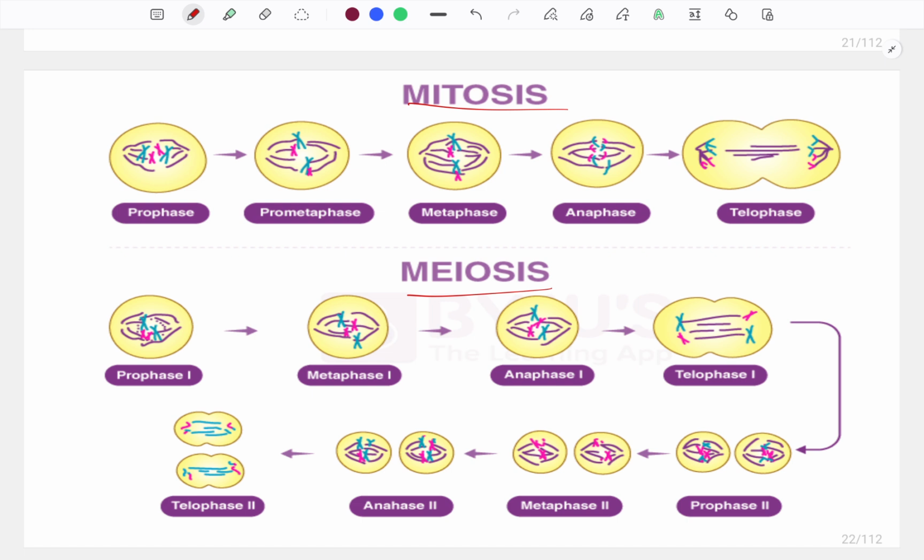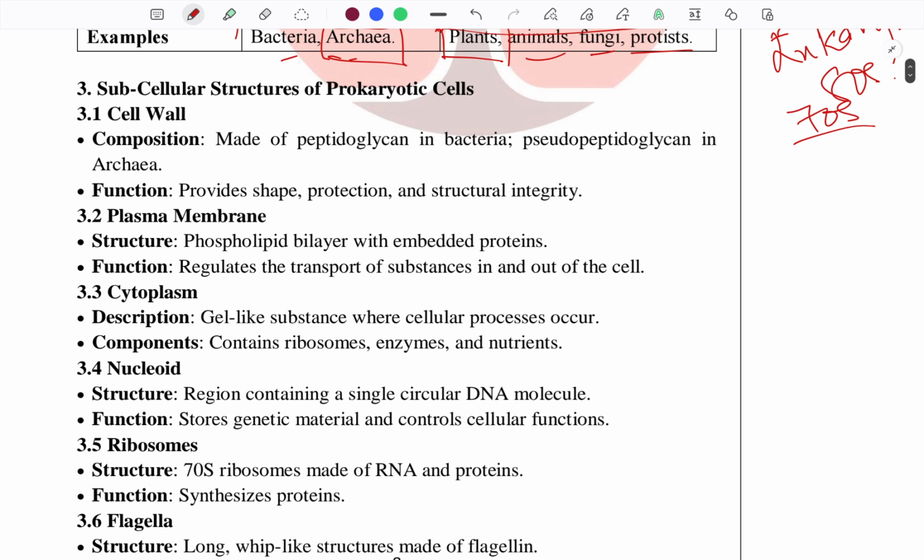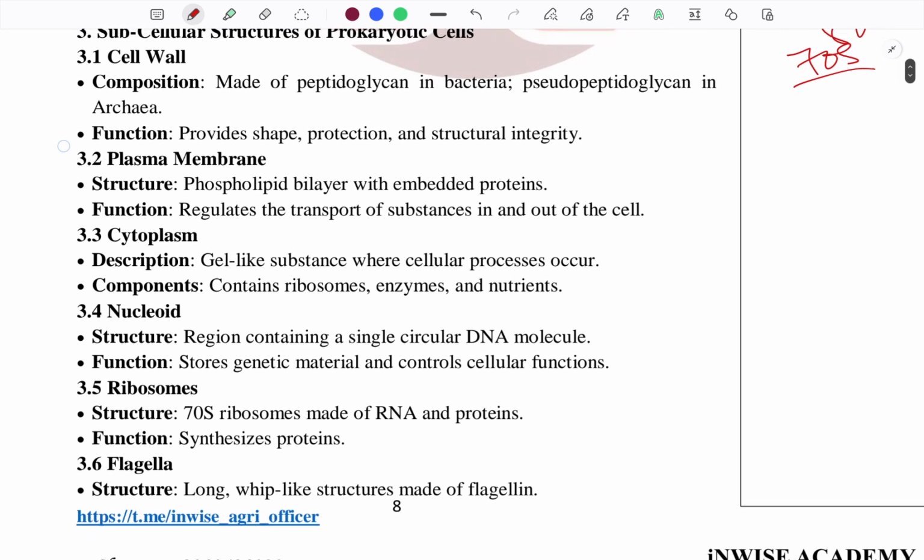Just try to remember, in prokaryotic cells, binary fission is the mode of cell division, and in case of eukaryotes, mitosis and meiosis, these two. Now you know the basic difference between prokaryotic cells and eukaryotic cells. Now we will see in brief the subcellular structure of prokaryotic cells, how it looks, what it is made up of, and what the function of each particular organelle or content in the cell is.